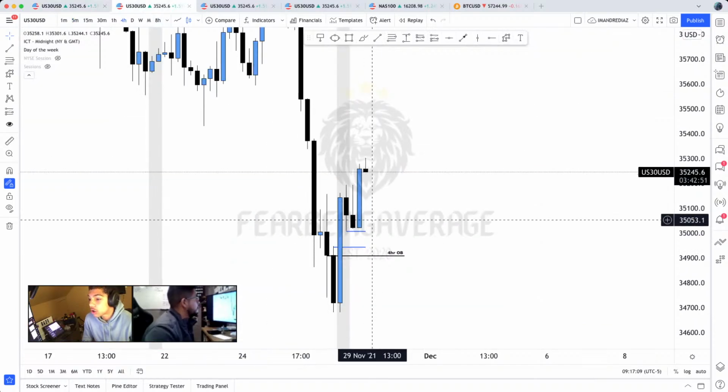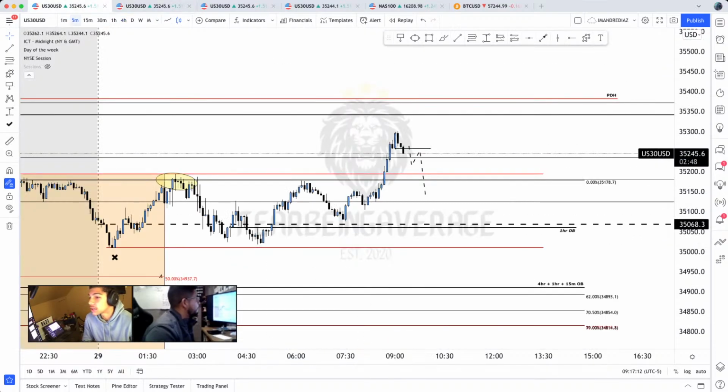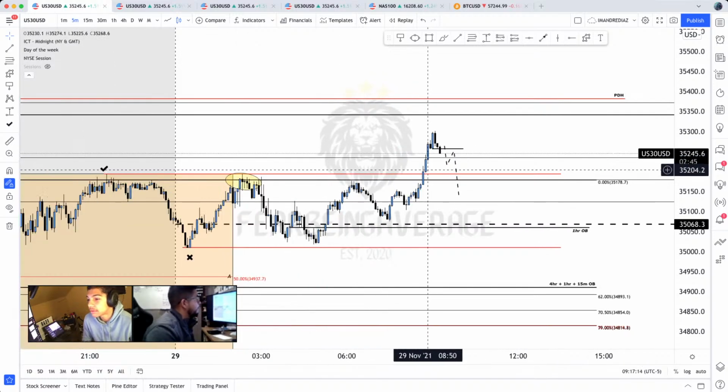I would look to target this area. I'm looking to at least target all this because I don't think we're gonna be able to get a good buy today at least.